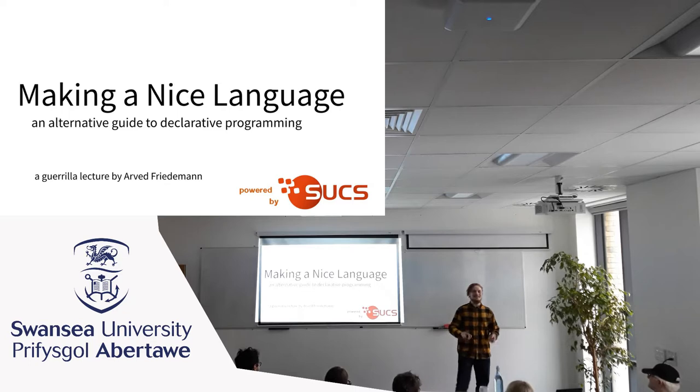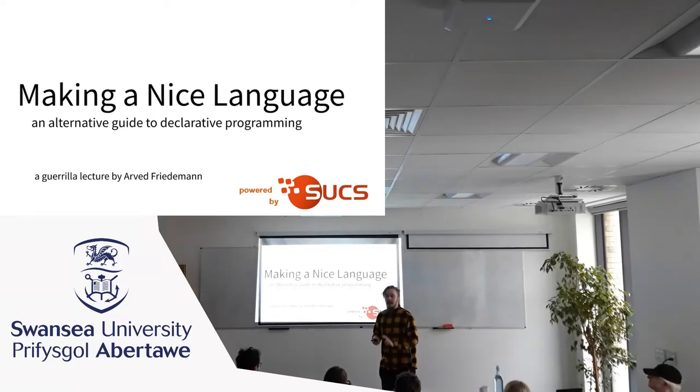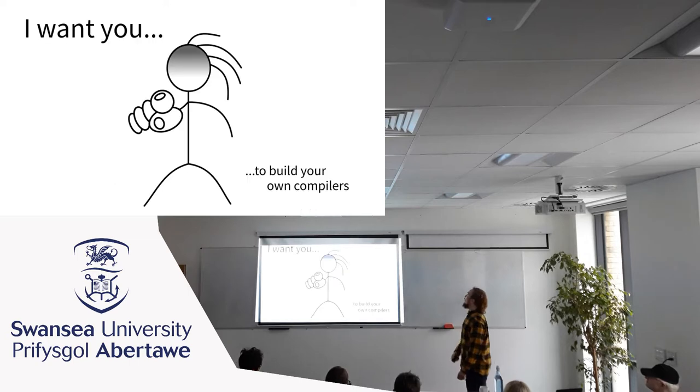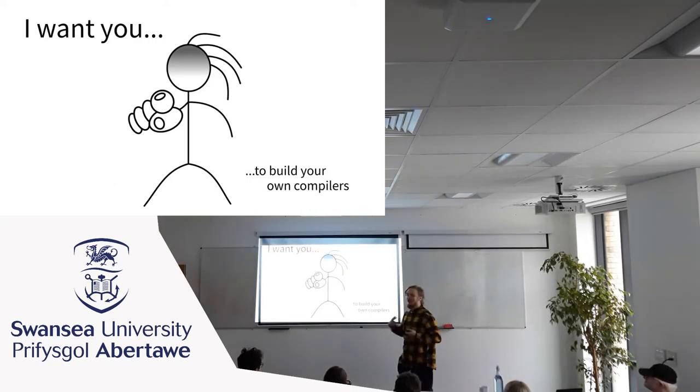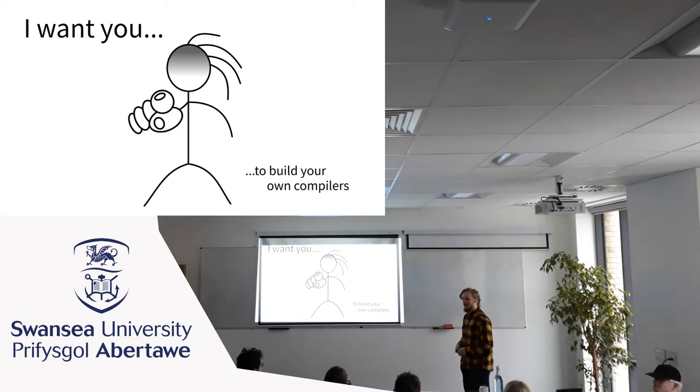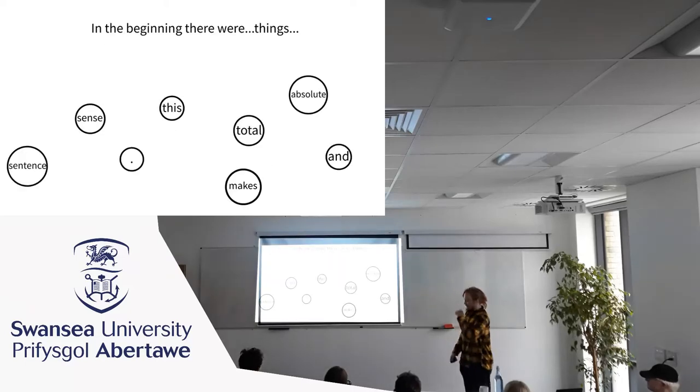So in this lecture, we're going to explore how we actually create a nice language. What makes a language nice? Well, first of all, nice syntax, readable and so on. And also, a promise from me: the language that we're going to create will be so simple that you will be able to implement it yourself. So what I want you to do in this lecture is to build your own compilers for the language that we're going to be developing together. All right? So, now that the task is set, let's start.